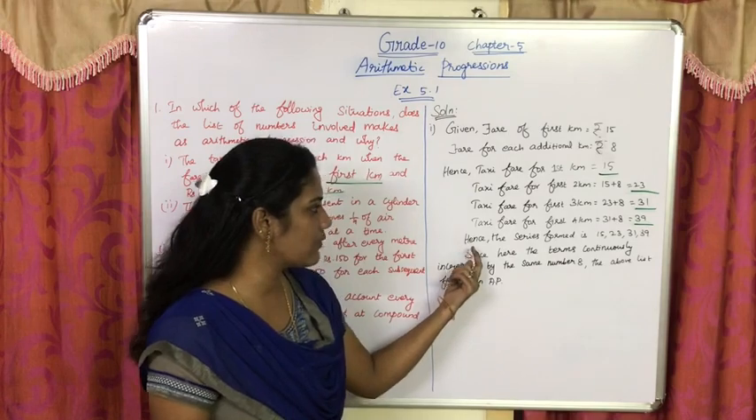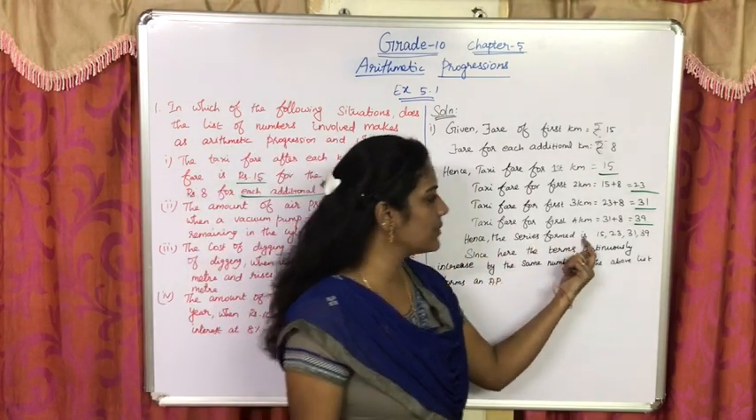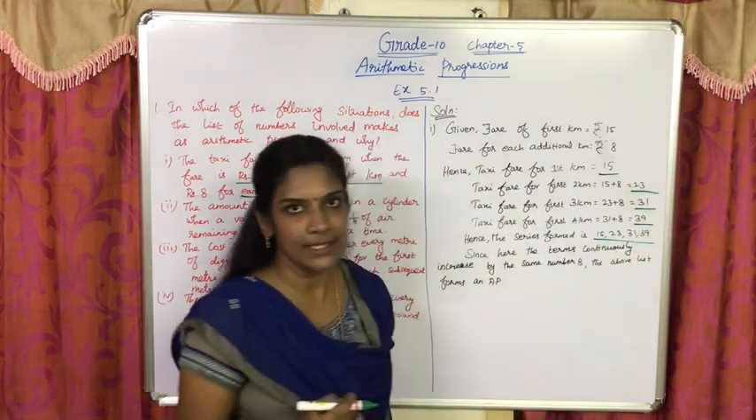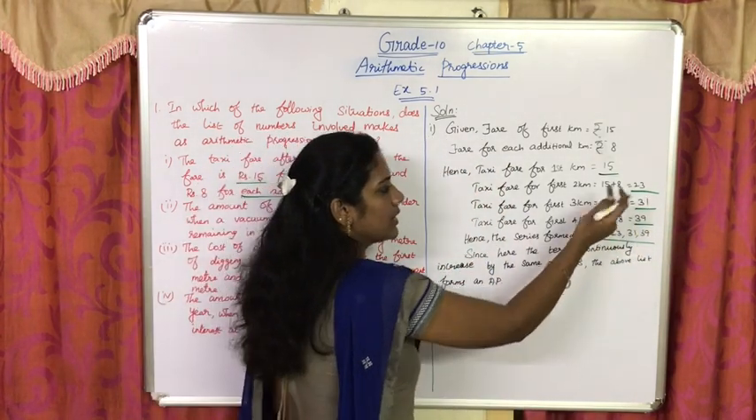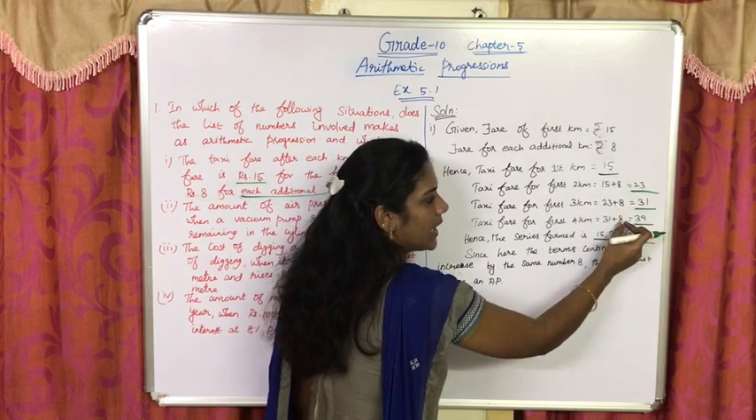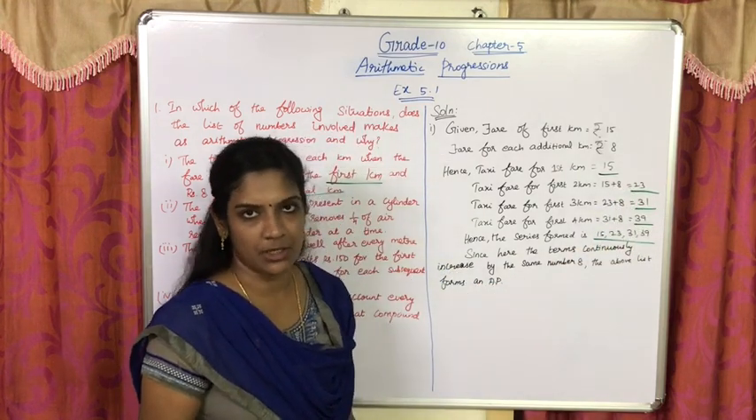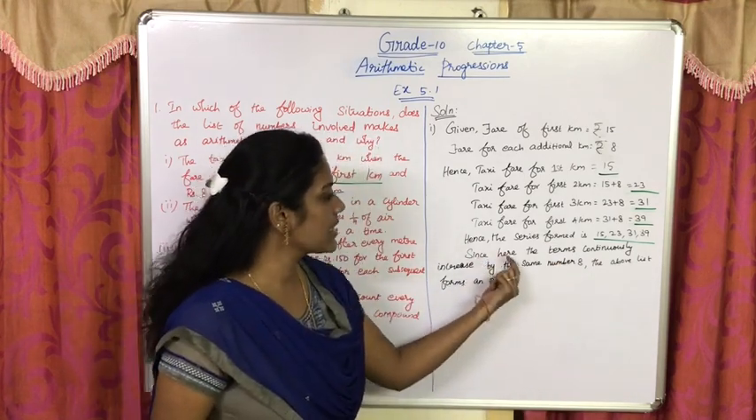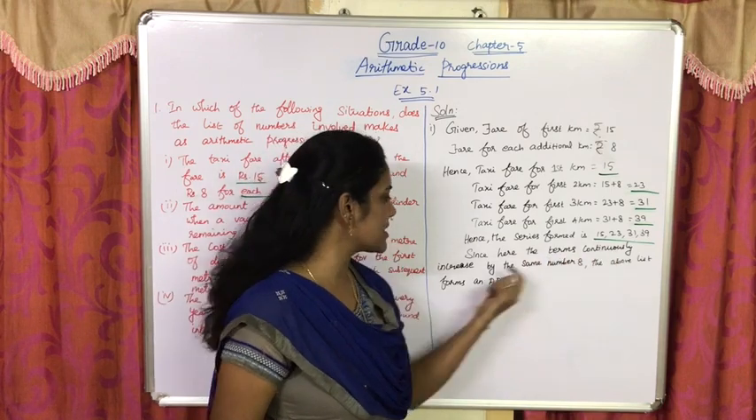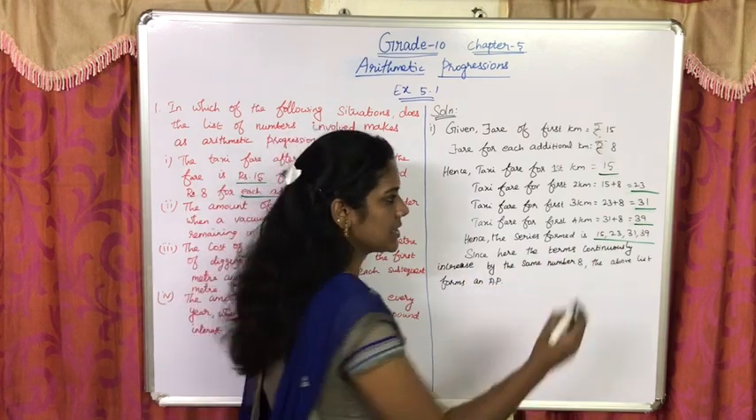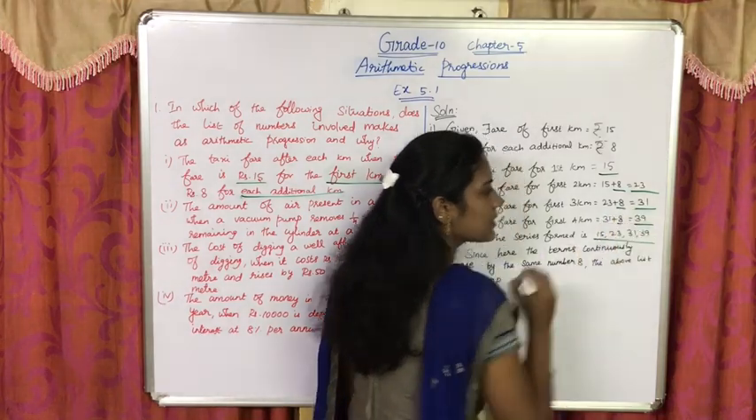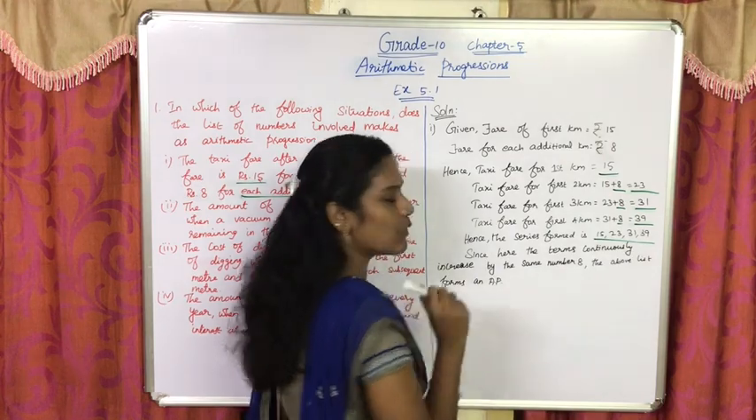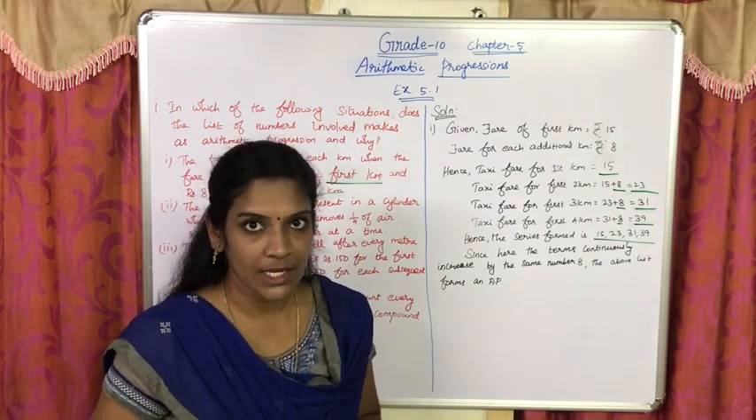So how will the series form? Hence the series formed is 15, 23, 31, 39. Here constantly ₹8 is increasing in each term. So it forms an AP. That is what we are concluding here. Since the terms continuously increase by the same number 8, yes or no? In all the cases I am adding the same number 8. The above list forms an AP.